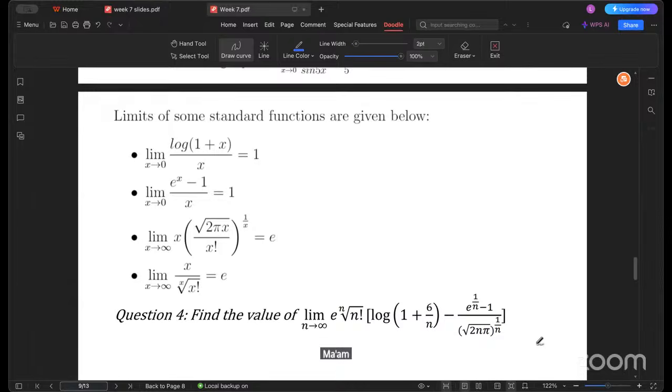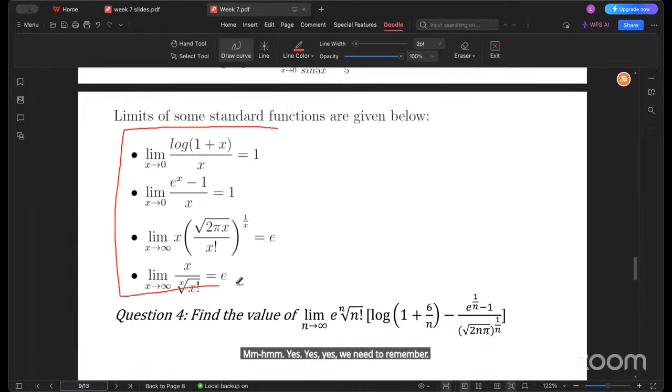Ma'am, these 2 extra formulas, under root 2 by x, we have to remember these 2 also. It looks quite complicated, the lower 2 formulas. Yes, we need to remember. It looks quite heavy actually.